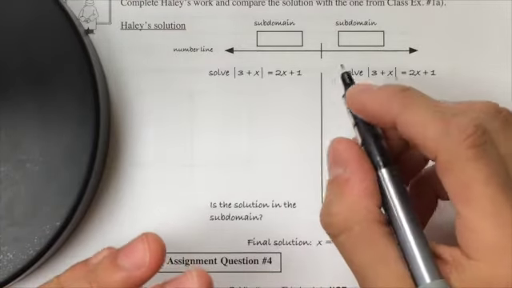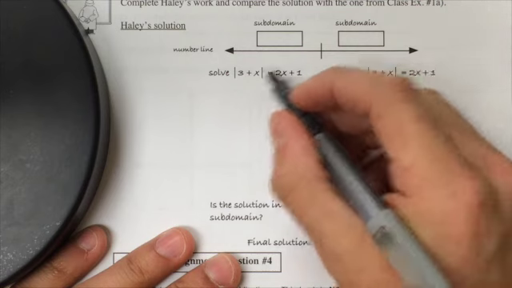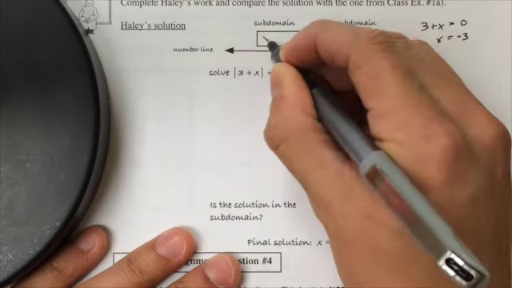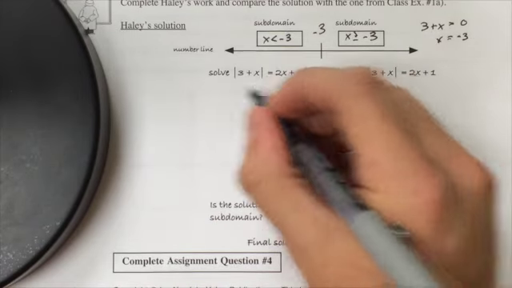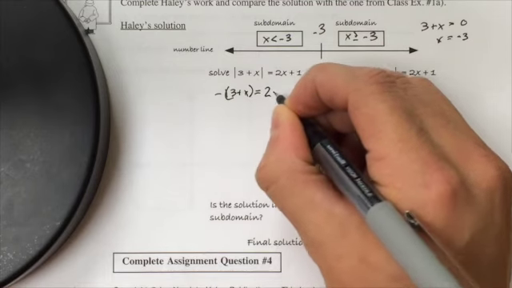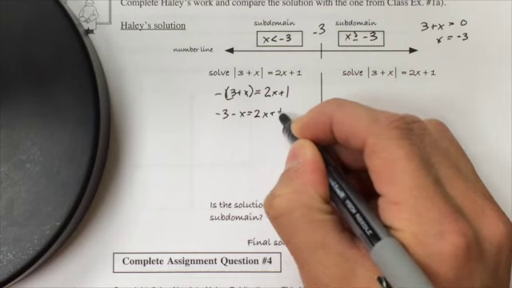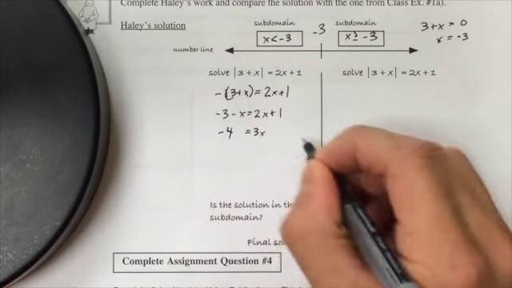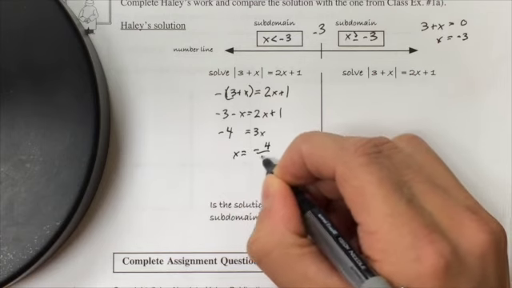Okay, so the first thing we want to do is go ahead and solve this algebraically. If my subdomain is 3 plus x is equal to 0, if I'm solving for x, x is going to be negative 3. Then this side must be less than negative 3, where this side must be equal to or greater than negative 3. Okay, so if I'm solving this, it's going to be negative bracket 3 plus x bracket is equal to 2x plus 1. And if I'm bringing this negative sign inside, that's going to become negative 3 minus x is equal to 2x plus 1. Now, when I bring this x to this side, I'm going to have 3x. And if I bring this 1 to this side, I'll have negative 4. If I'm solving for x, I'm dividing negative 4 by 3, which would give me x is equal to negative 4 over 3.